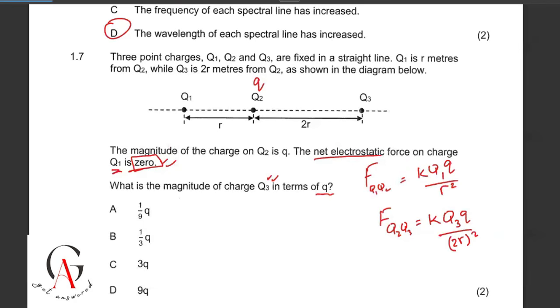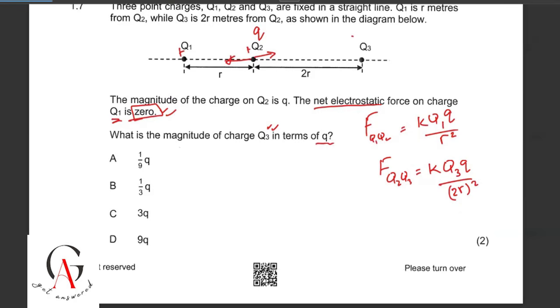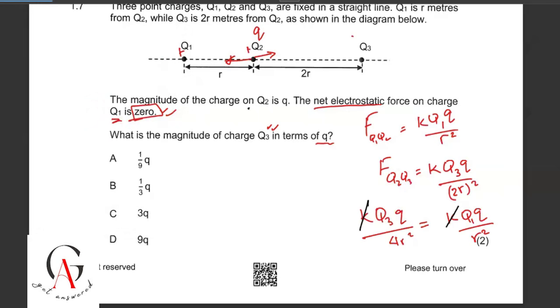one thing you need to remember is the direction of the point charges. So if this is a positive and a positive, Q is going to experience a repulsion. Then positive and positive, there's another repulsion there. So it's going to be this force from Q3 to the left, which means K Q3 Q over 4R squared is equivalent to K Q1 Q over R squared. So the K and the K will cancel. This cancels that.